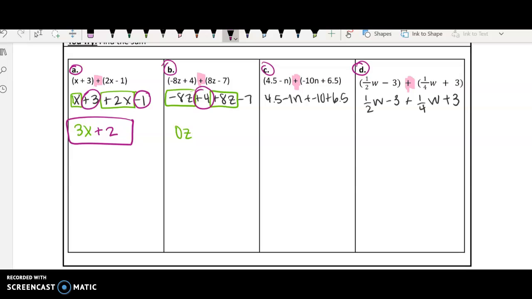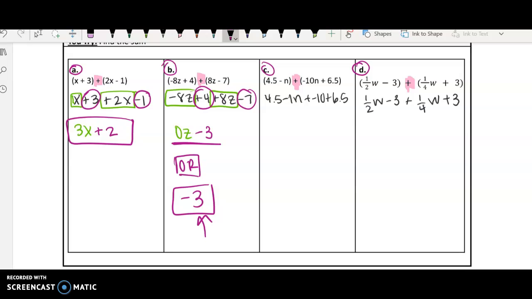Positive team has 4, negative team has 7. Negative team is winning by 3. So you can write it like this, or you can just write it as negative 3. I think that this is how Big Ideas wants it.